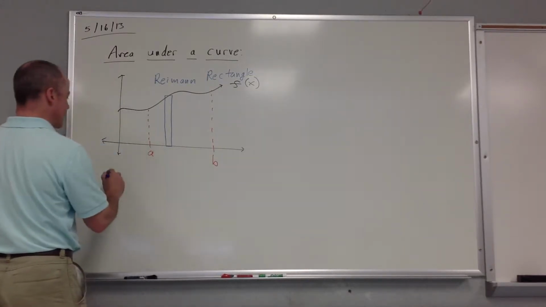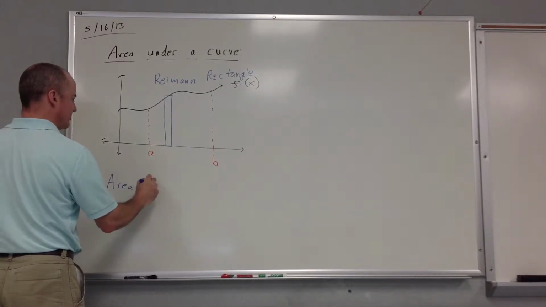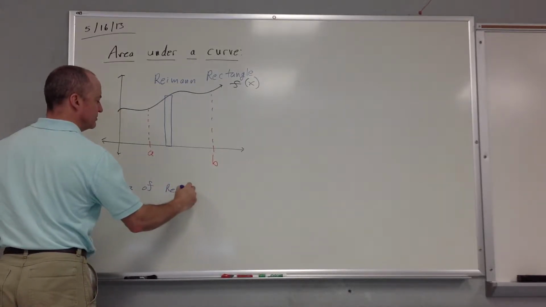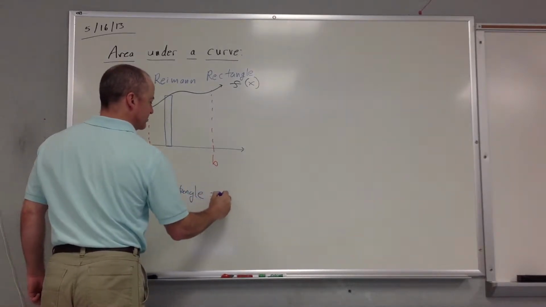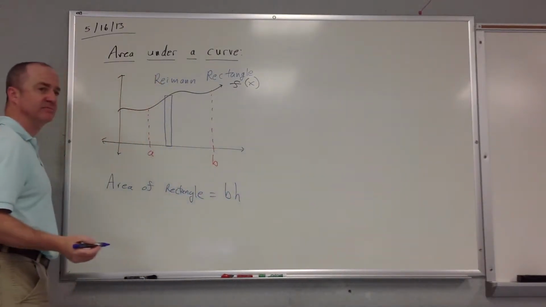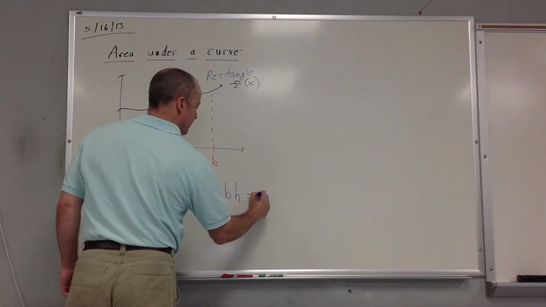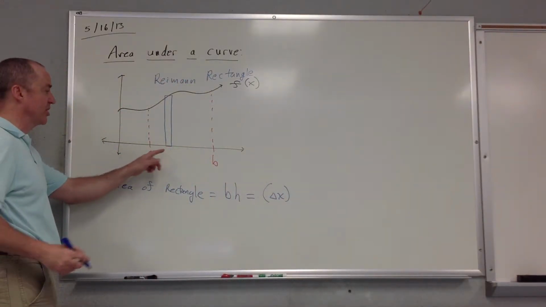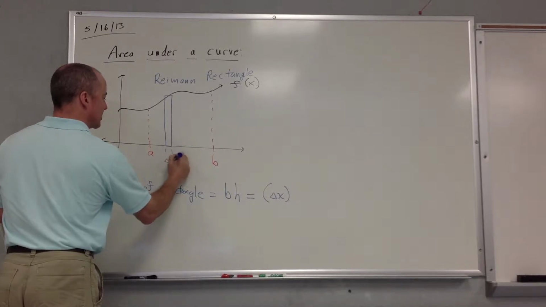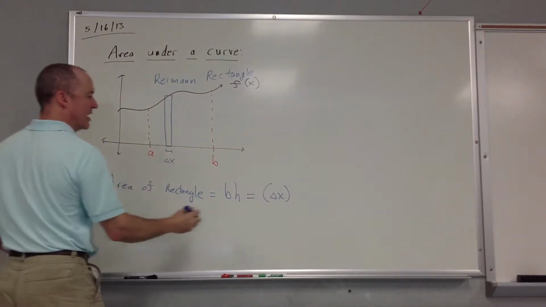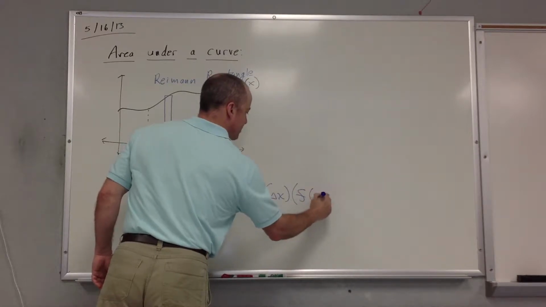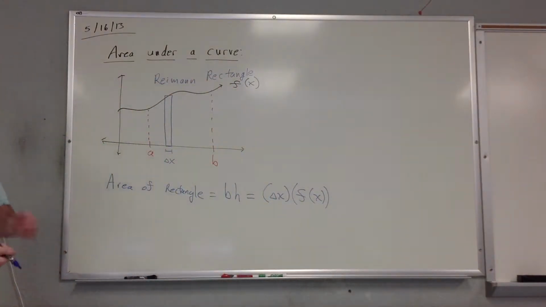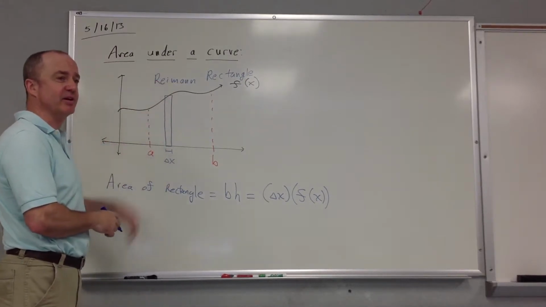So the area of this rectangle is, Diego said, base times height. Well, my base is some interval along the x-axis, some delta x from here to here. There's a little delta x there. And my height is some point on that function, is some f of x. Everybody okay with that notation? Base of the rectangle is a delta x, height is some f of x up here.